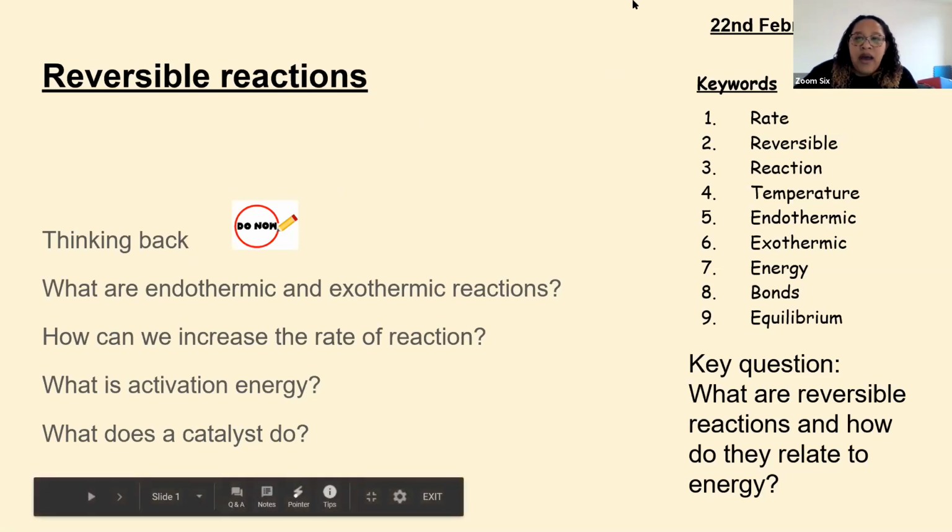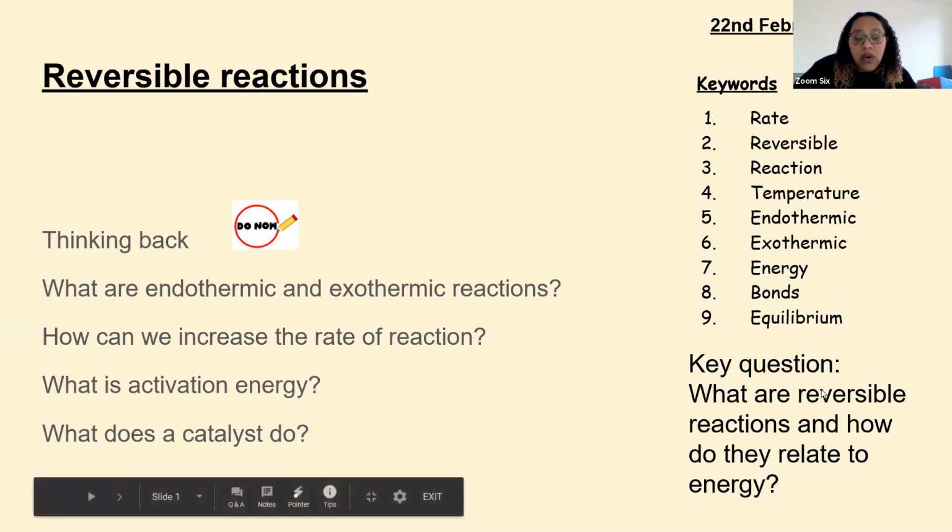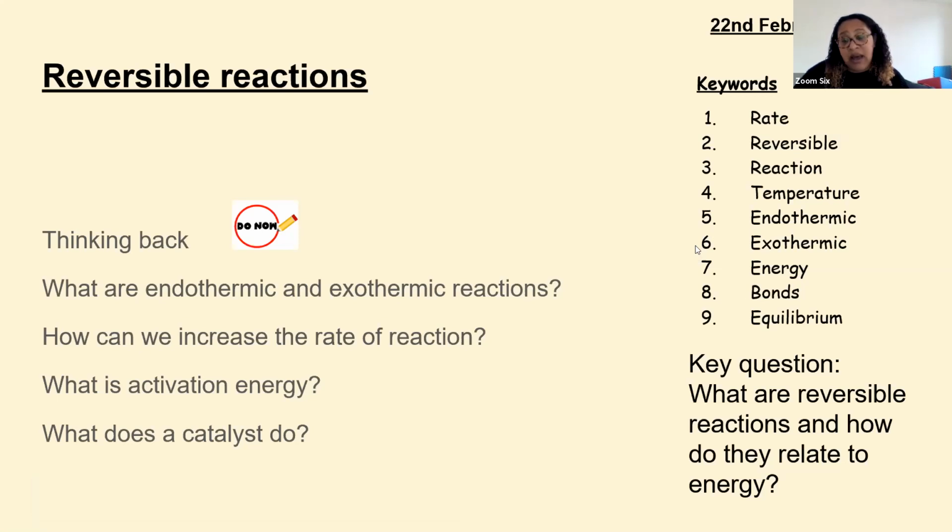And then while you're thinking about that, we've got some keywords here. We've got our rate, we've got reversible, we've got reaction, we've got ideas surrounding temperature, endothermic and exothermic energy. This really important one that we're going to talk about today is energy, bonds, and we'll briefly talk about equilibrium as well. We're aware that some of you may move on to doing the higher paper, so we want to introduce some of the language so that when we teach you that you're ready to go for that bit. So our key questions: what are reversible reactions and how do they relate to energy? I don't want you to answer that. That's what we're going to be learning today.